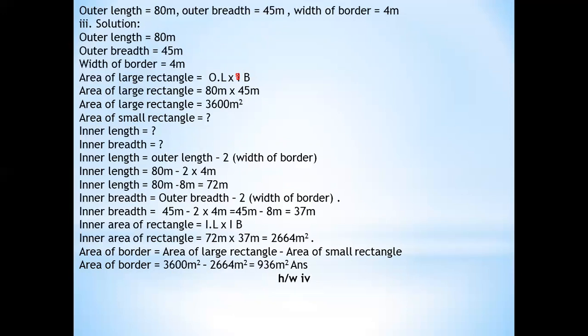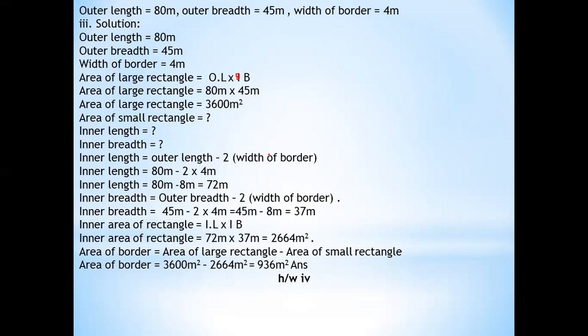Dear students, let us see here the area of the small rectangle. Now here we have unknown inner length and unknown inner breadth. Inner length is equal to the outer length minus 2 times the width of the border. The outer length we are given is 80 meter minus 2 times the width of the border, which is 4 meter. 2 multiplied by 4 is 8. Now 80 minus 8 will become 72 meter.